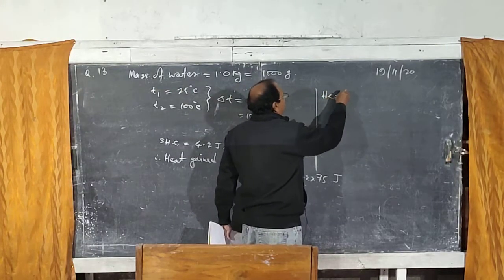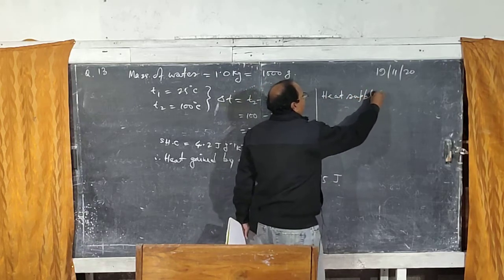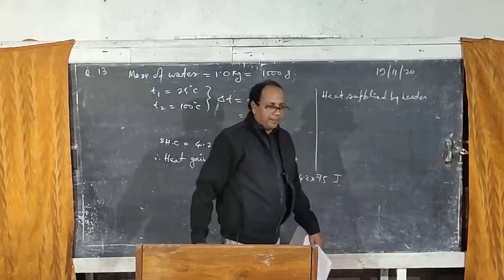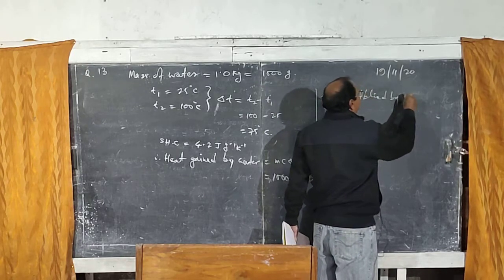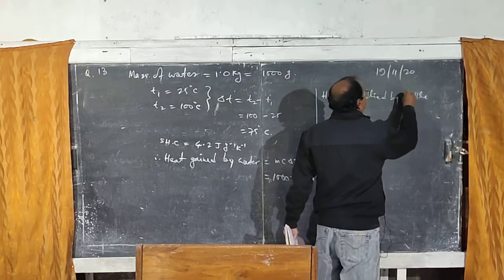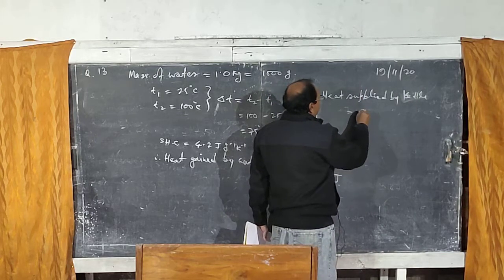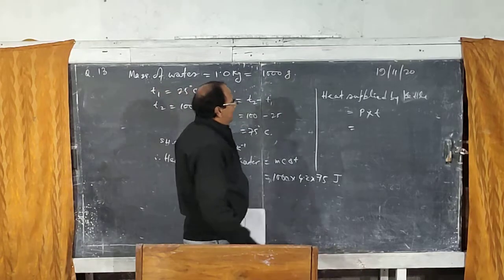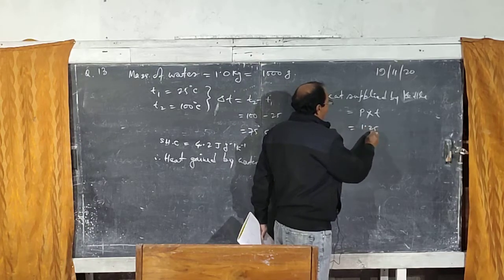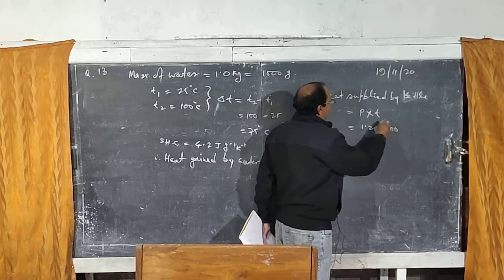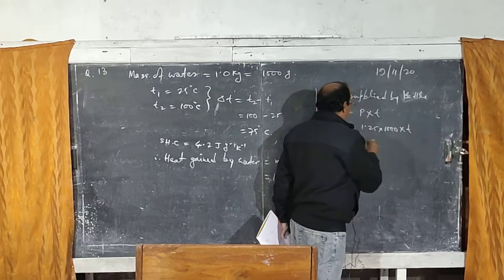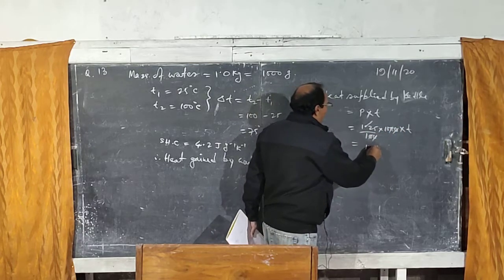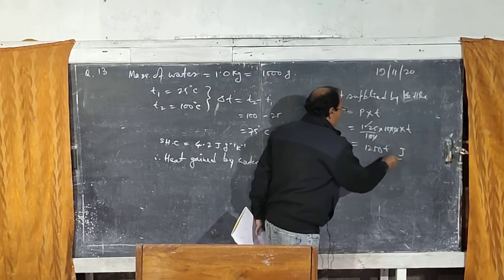So heat supplied by heater. Oh no, here it is kettle. Heater or kettle, both the same. Kettle equals P into T. P is given here, 1.25 kilowatt. So 1.25 into 1000 watt into time, which is unknown. Remove decimal point. So here we got 1250 T. This much joule.